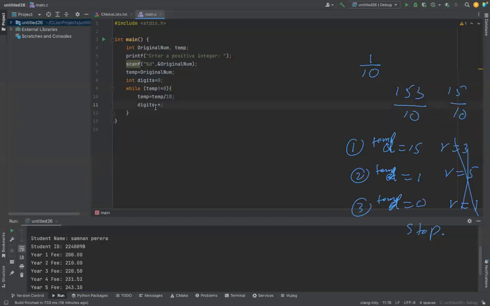Okay. Any questions up to here? How do we calculate number of digits in a particular integer value? No questions. Okay. Now we have the number of digits. I think it's better I put this one to a variable because I need more space for the other code. Therefore, I cut this one and paste it here.